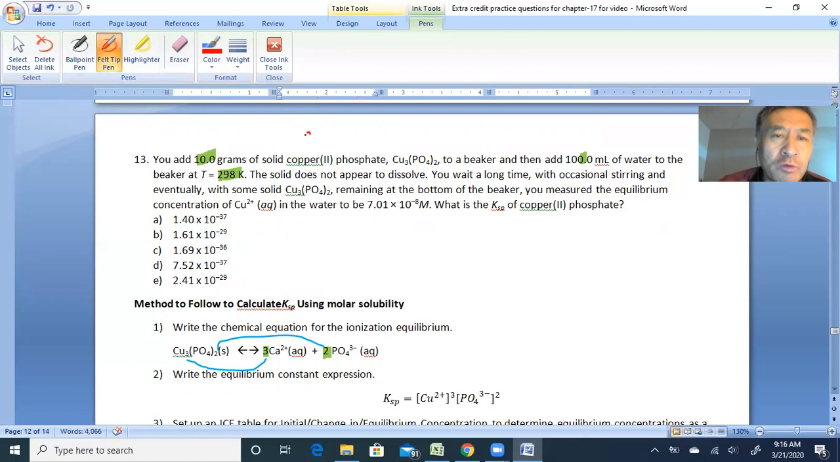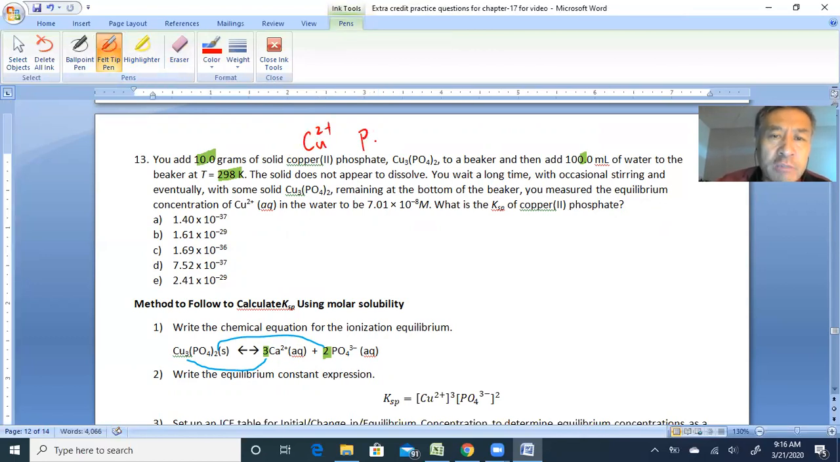So Cu2+, which means you have the Cu2+ ion, and phosphate is PO4 3- ion. So you switch the charge, you get this formula. So you're adding this salt to a beaker, then you're adding 100 milliliters of water to the beaker at a temperature of 298 Kelvin. The solid does not appear to dissolve.